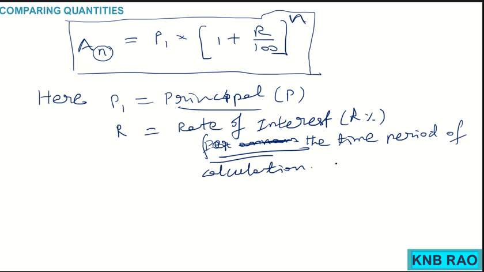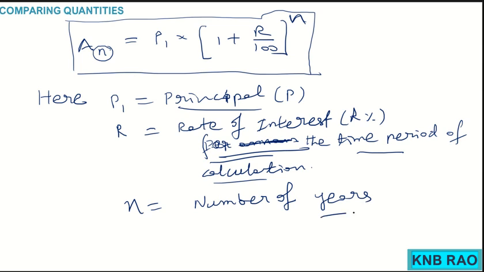We have one term which I have to explain to you. So, I am using for the time period of calculation, and here n is the number of years, at present I will tell, but there is another term which I have to use. As of now, it is the number of years. So, this is the formula to find the amount in the case of compound interest.